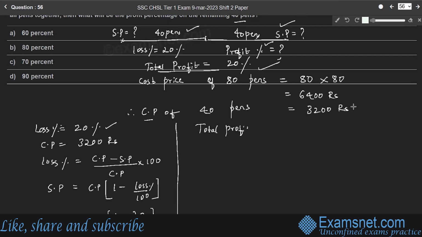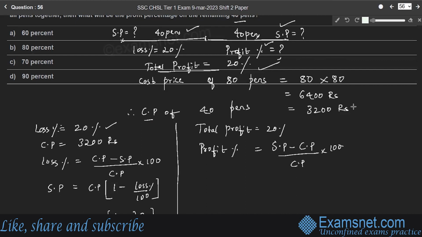Total profit is 20%, right? So the formula for profit percentage: here selling price is greater than cost price, right? Then only we'll get profit. Therefore, (selling price minus cost price) over the cost price into 100.